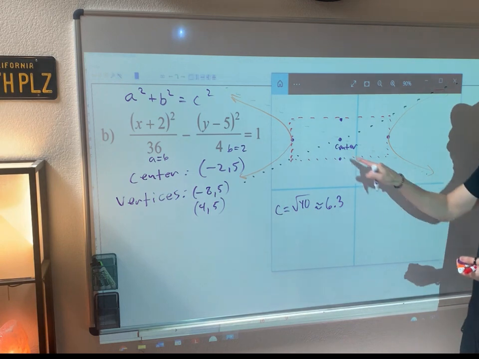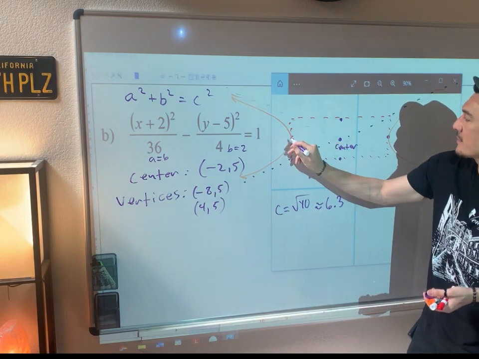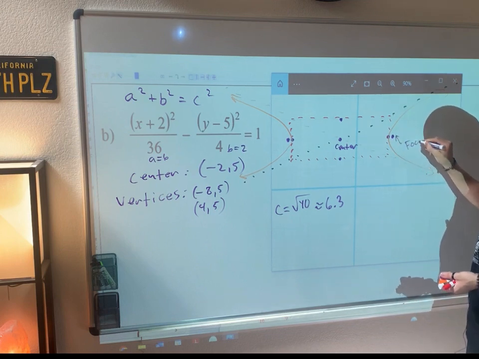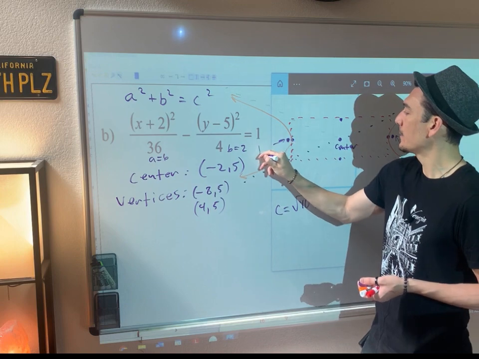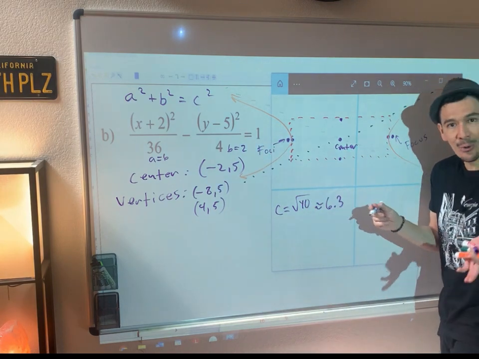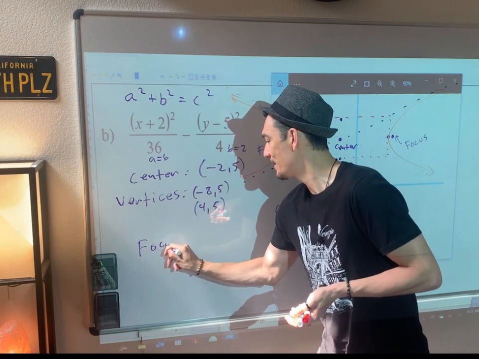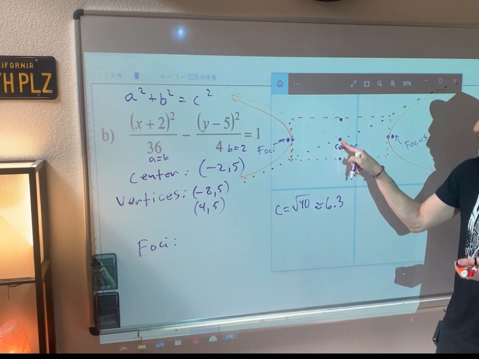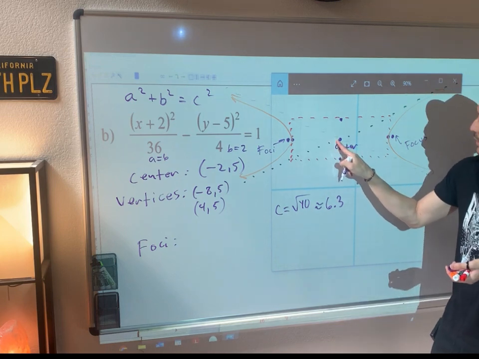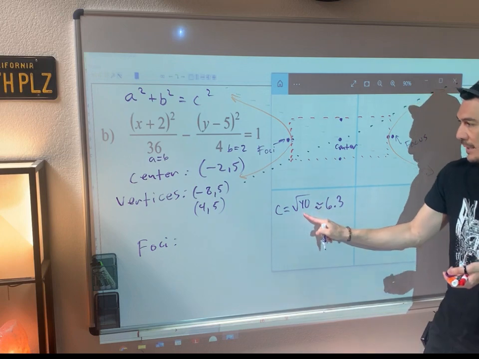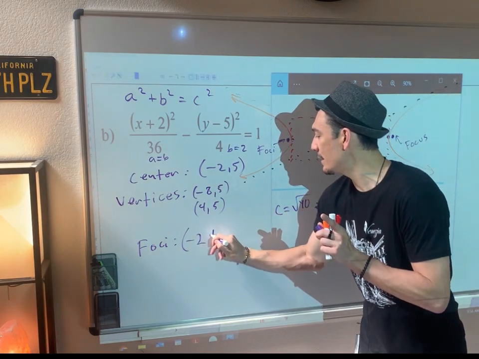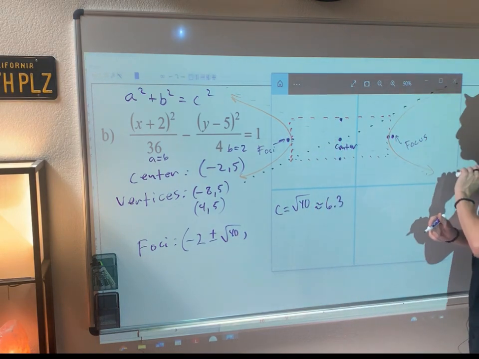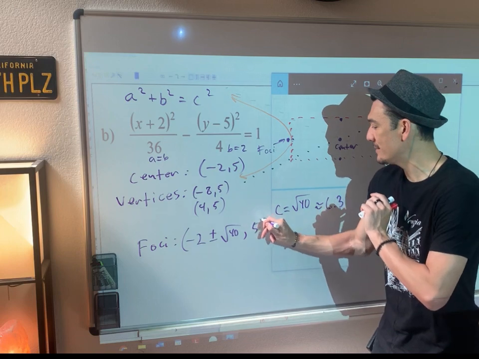So from your center, go 1, 2, 3, 4, 5, 6.3 spaces each way. And those are going to be your foci, right? Those are going to be your foci. And what would be the coordinates of your foci? Well, we go to our x coordinate of the center, -2. And then you'd go left and right this much. So it looks like it would be -2 plus or minus. And in the foci, both have a y coordinate of exactly, it looks like 5 spaces.